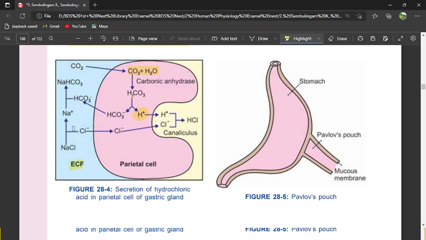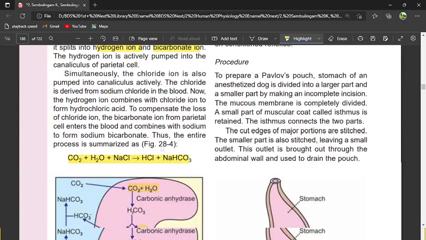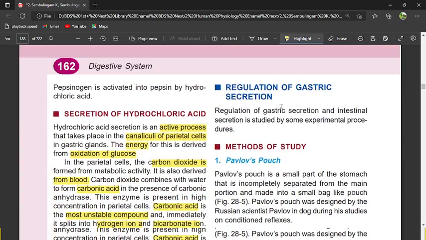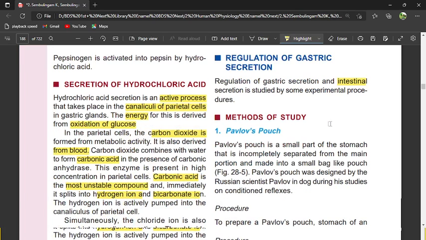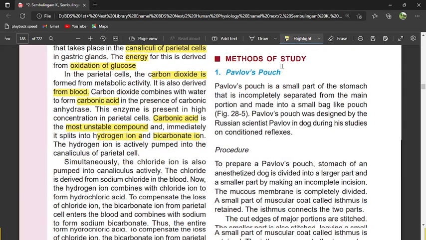So Cl minus and H plus together form HCl. So regulation of gastric secretion is studied by some experimental processes. Okay, the first is methods of the study.